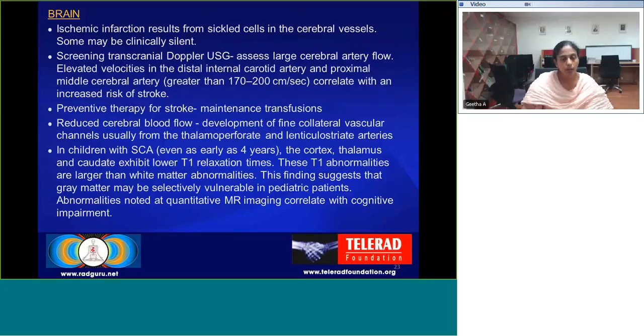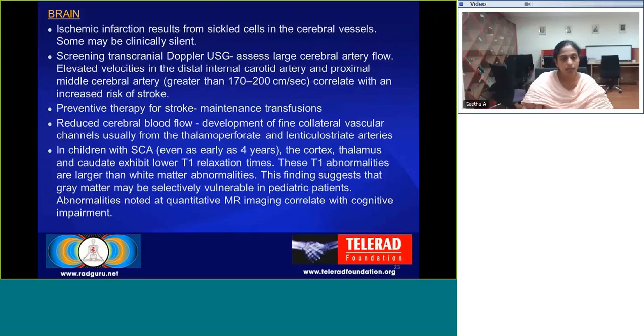The preventive therapy for stroke includes maintenance transfusions. Because of the reduced cerebral blood flow, there is development of fine collateral vascular channels, usually from the thalamoperforating and the lenticulostriate arteries.